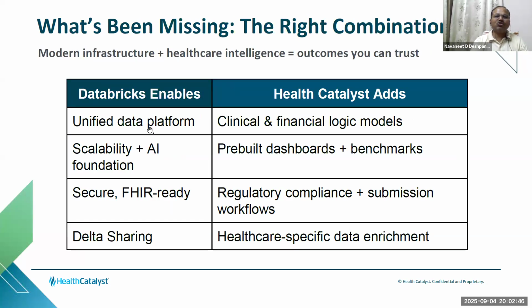So what they came up with is the unified data platform. The unified data platform has a model infrastructure in the hospital plus healthcare intelligence systems, with outcomes that you can trust. Health Catalyst is the organization which added clinical and financial logic models. Although they are not very mature models, they came up with a unified data platform to begin with. Then they thought of Databricks, enabling scalability plus an AI foundation.